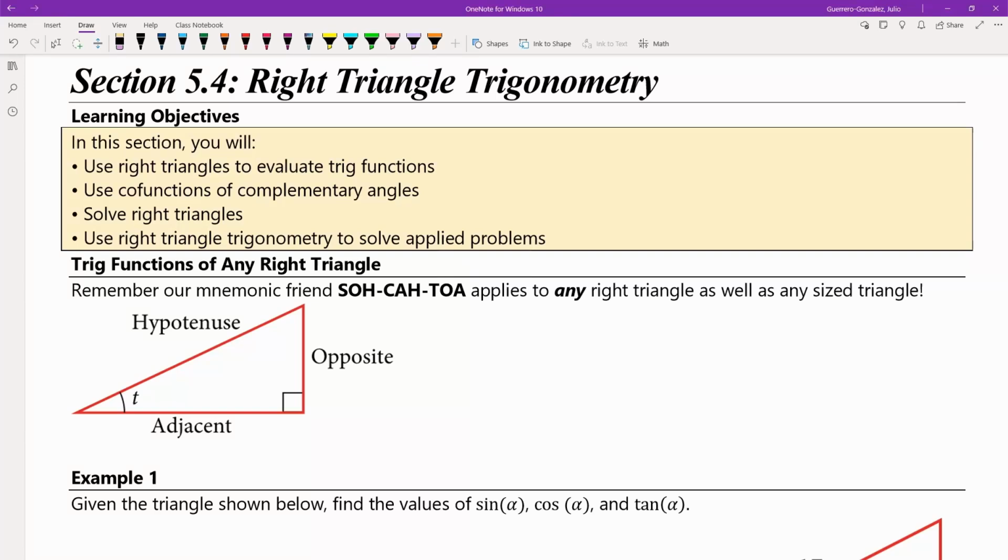Hello, everyone. This is the lecture for section 5.4, right triangle trigonometry. In the last couple sections, what I've shown you is sine, cosine, and tangent. We first started with angles, and from angles we defined sine and cosine first, and then an extra one, tangent. I've also shown you secant, cosecant, and cotangent.